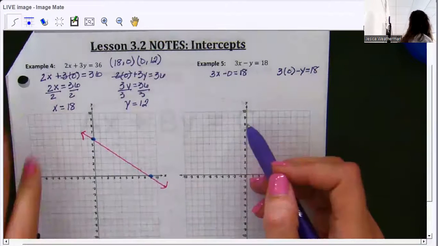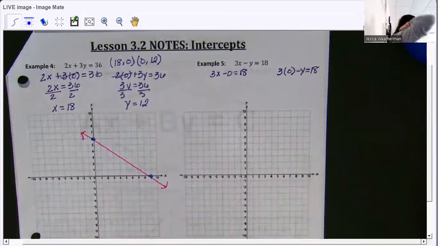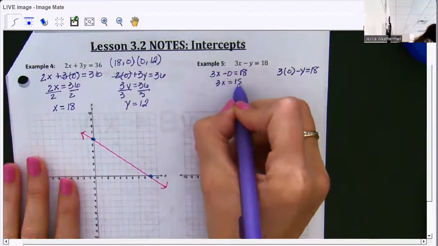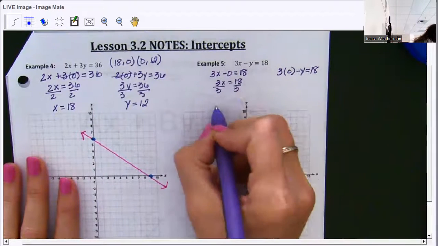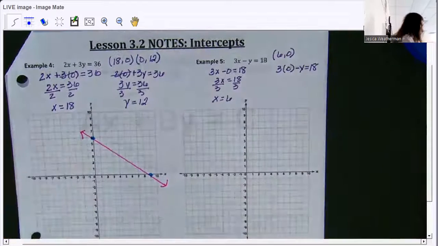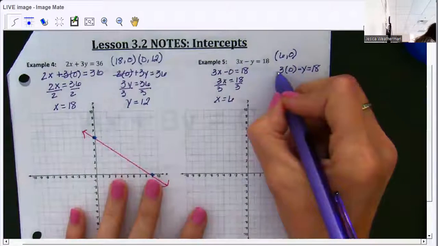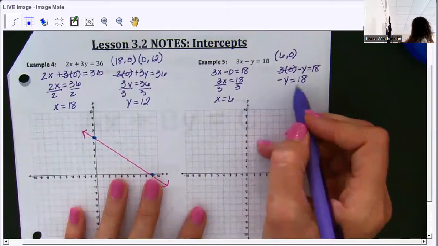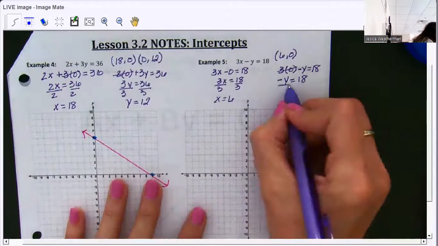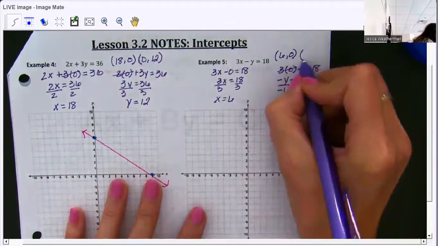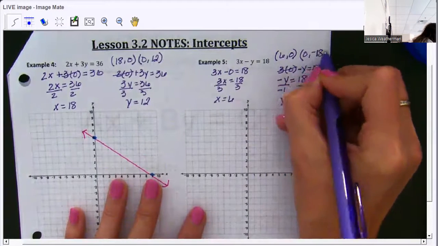I went ahead and set it up, but I'm going to solve these just to show you one thing that usually gets missed. So this one, we end up with x equals 6. Okay, that's normal. That's like what we had before. This one though, we end up with negative y equals 18. And remember, you don't want to end up with a negative y or negative variable. So we have to divide both sides by -1, and we get y equals negative 18. So our y-intercept is negative 18.